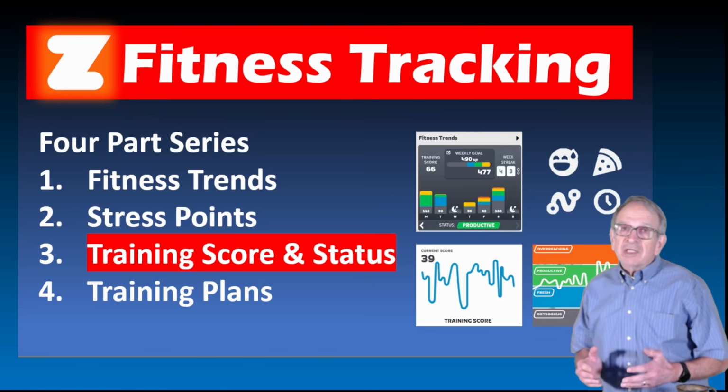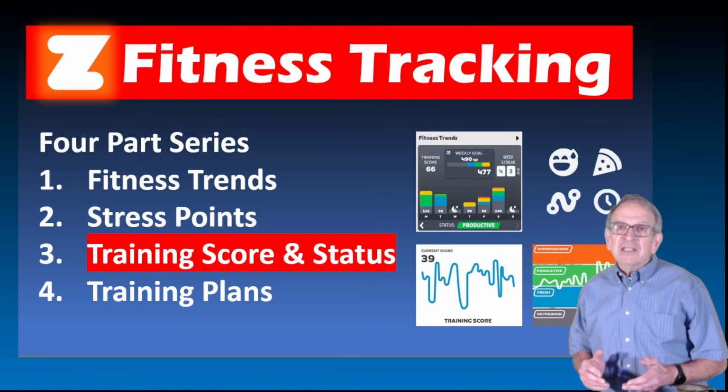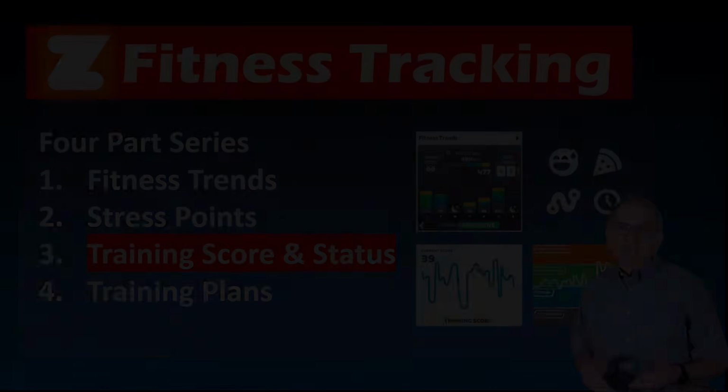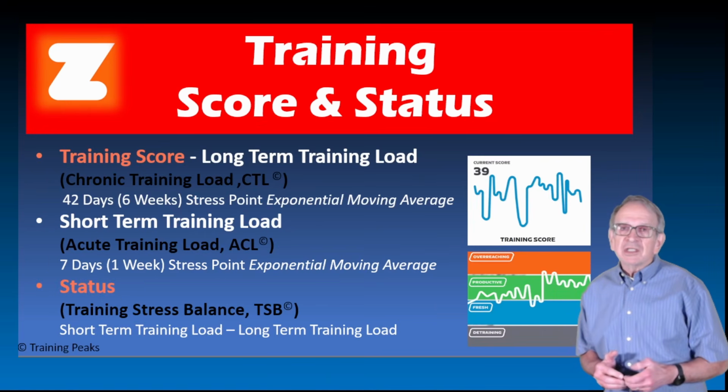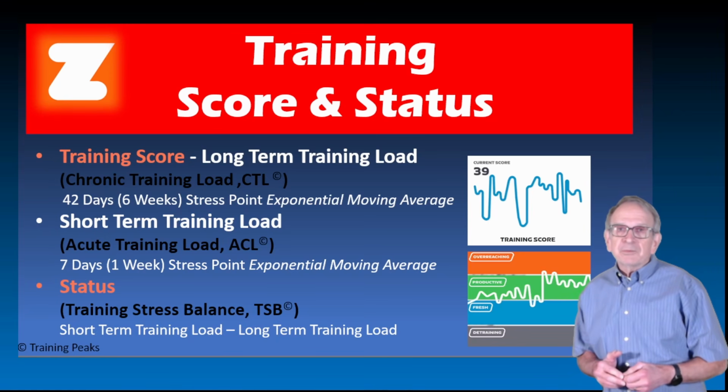This is the third part in a four-part video series on Zwift fitness tracking. In this video, we'll look at metrics for training score and status. Zwift reports two metrics, training score and status, but there's actually a third metric that we'll have to examine.